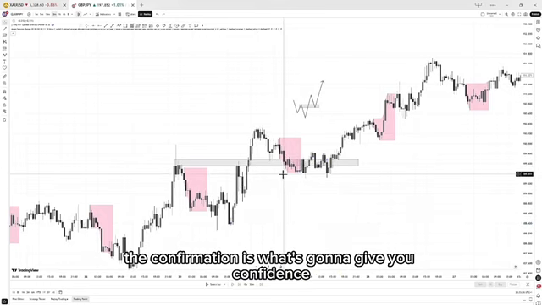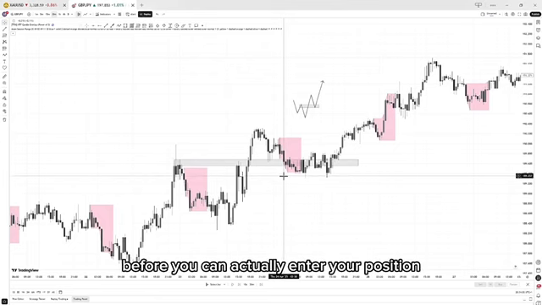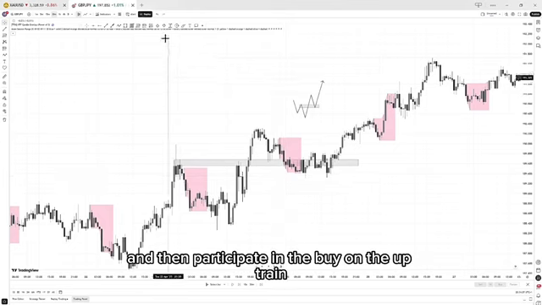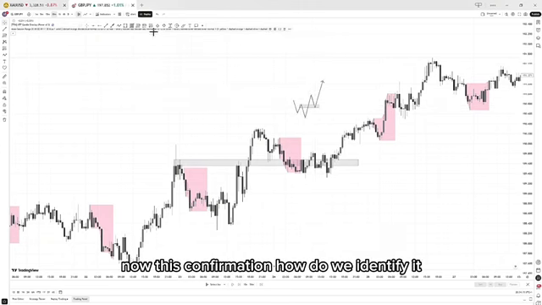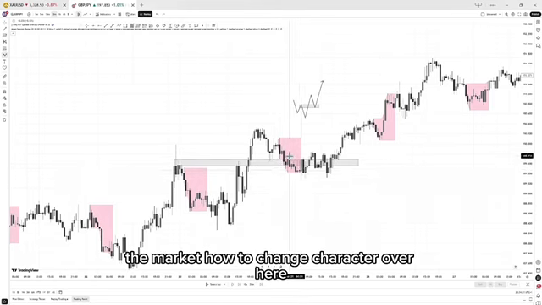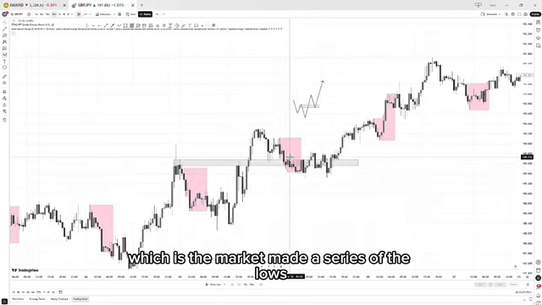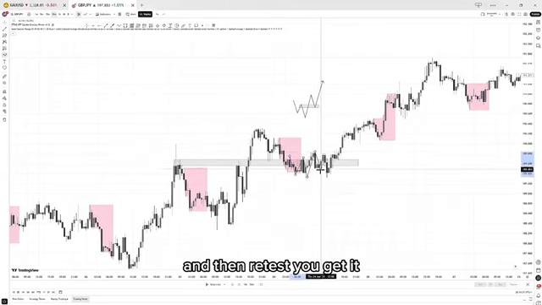The confirmation is what's going to give you confidence in this trade before you actually enter your position and then participate in the buy of the uptrend. So in these cases, we need to wait for this confirmation. Now, this confirmation, how do we identify it? You can see that the market, after retesting this zone, had a change of character over here, which is the market made a series of lows, highs, lows, and then gave us another bullish structure again, and then a retest. You get it?